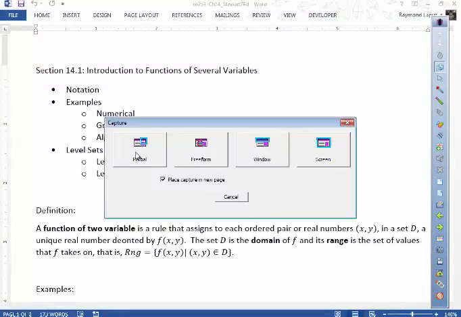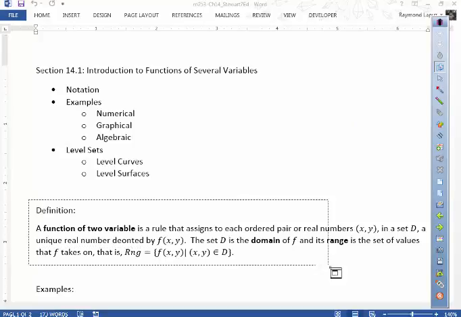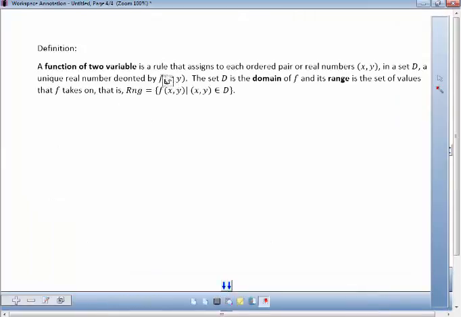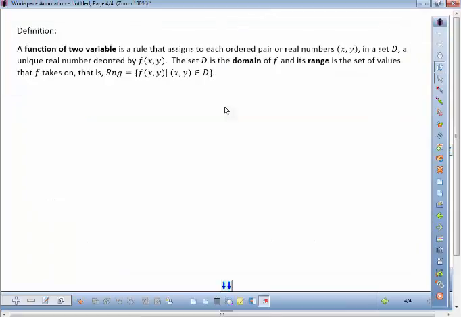Mathematically, this is our formal definition for a function of two variables. A lot of times when a function is defined, they discuss the domain and the range. And so here they do the same thing. A function of two variables is a rule that assigns, from a pair of real numbers, a unique real number. So that's what makes it a function.